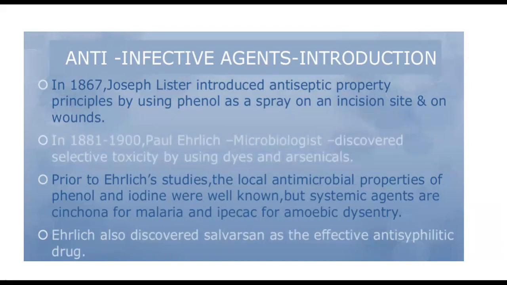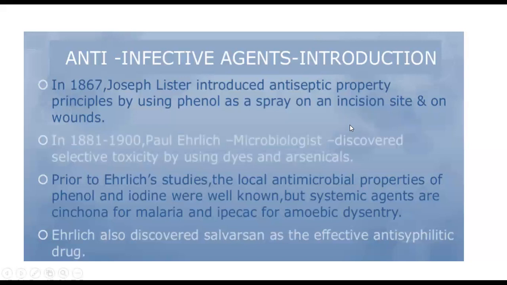Prior to Paul Ehrlich's studies, local antimicrobial properties of phenol and iodine were well known, but systemic agents from Cinchona for malaria and Ipecac for amoebic dysentery were also being introduced. Ehrlich also discovered salvarsan as an effective antisyphilitic drug.